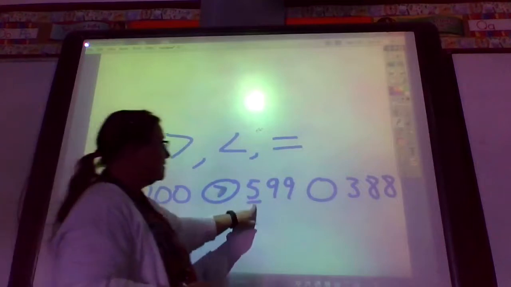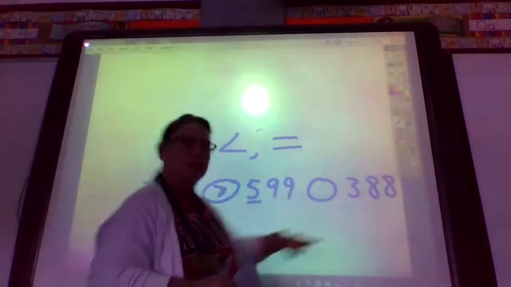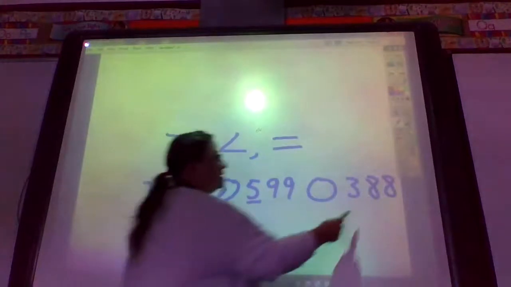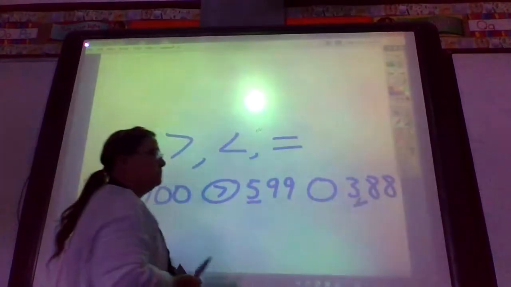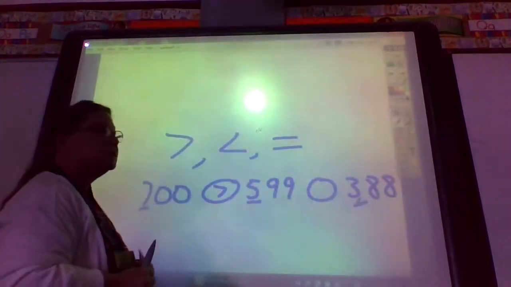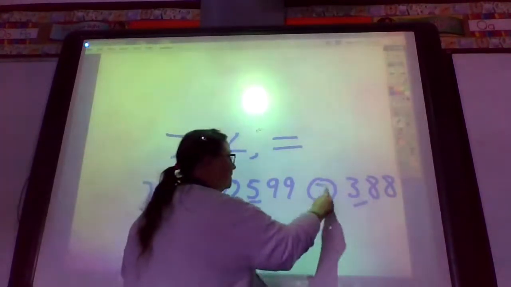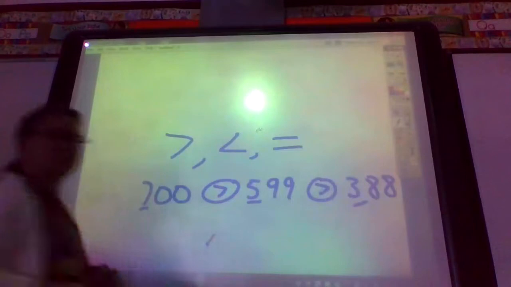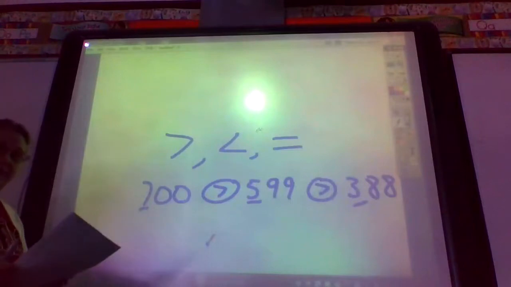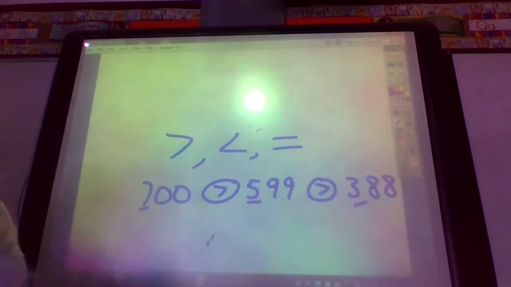Now I'm going to look at this number and this number. So I'm going to look at the 5 and I'm going to look at the 3. Which number is greater? Yeah, the 5. So my two symbols would look like that. So you can try that, putting symbols in there between all of them, okay?